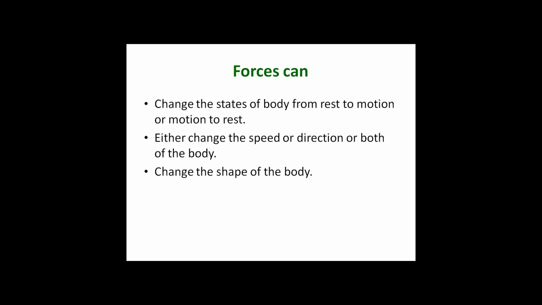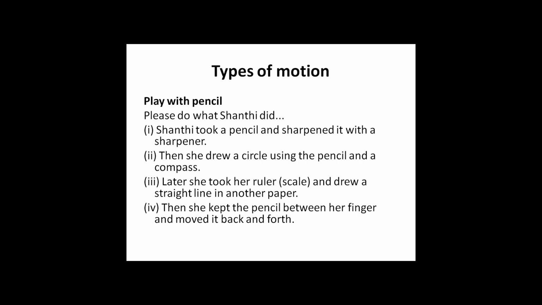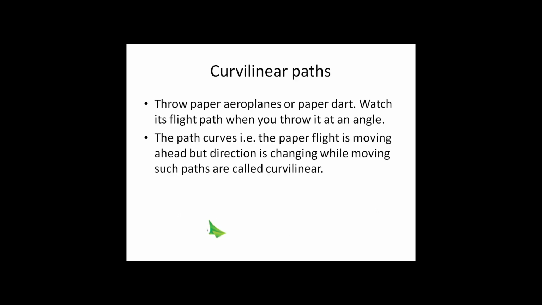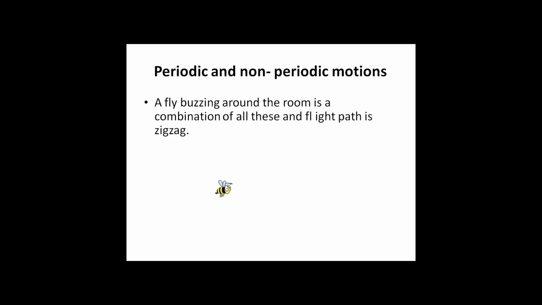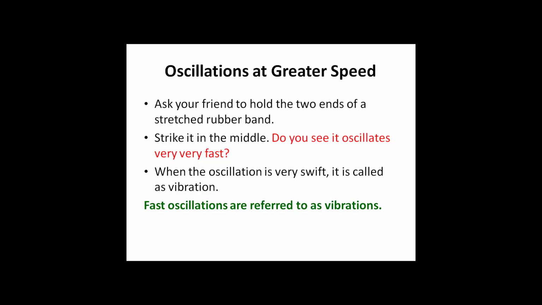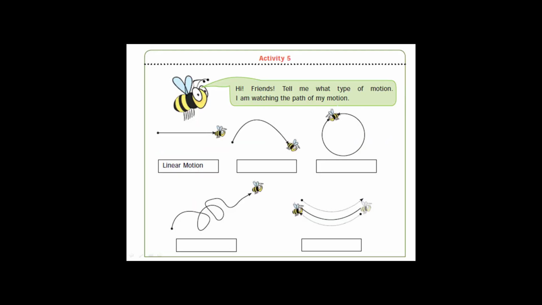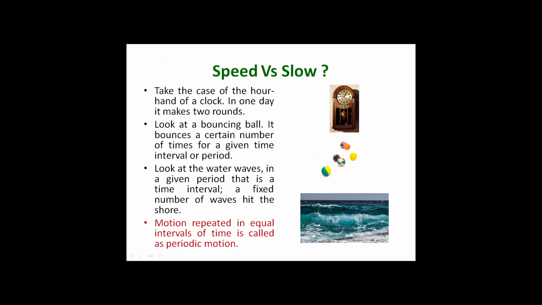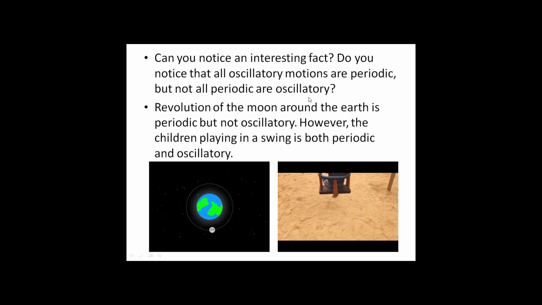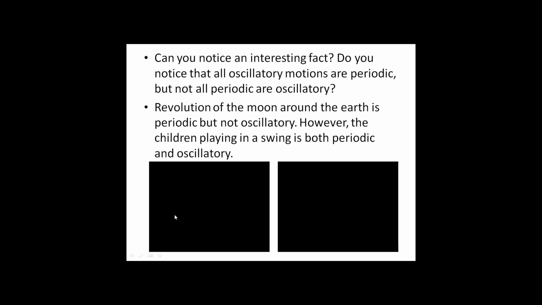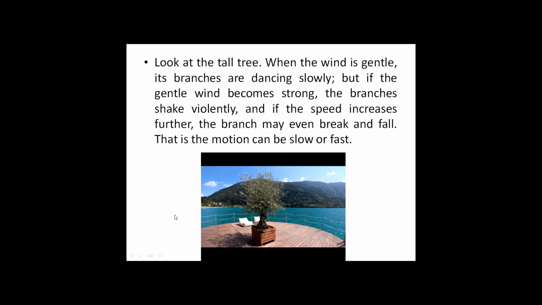And also the definition of force, and types of motion with an example of rotating a pencil about an axis, and other things like curvilinear motions, periodic and non-periodic motions, and classification of motions in which linear, curvilinear and circular examples were done, and oscillatory motion with an activity of a bee. Other activities identified the motions, and we also learned about fast versus slow, and the difference between speed and slow, and oscillatory and periodic motions, with the revolution of the moon, the swinging of a child and the waving of a tree as examples. All these come under which kind of motions.